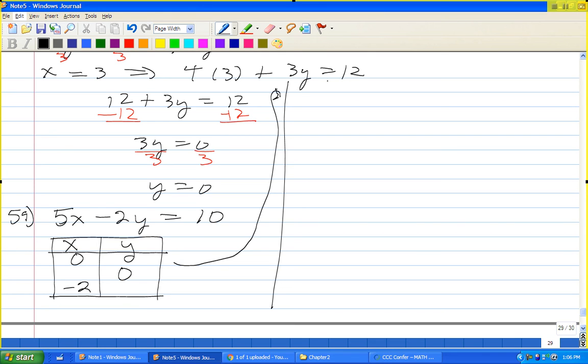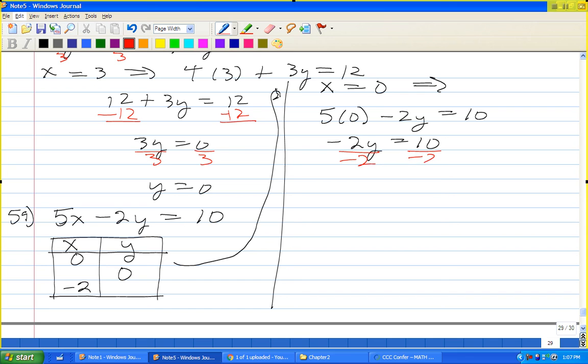Let's see what happens when x is 0. So I have 5 times 0 minus 2y equals 10. 5 times 0 is 0, minus 2y is negative 2y. Divide both sides of the equation by negative 2. So y equals negative 5.